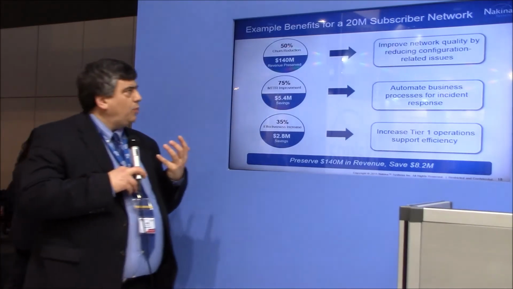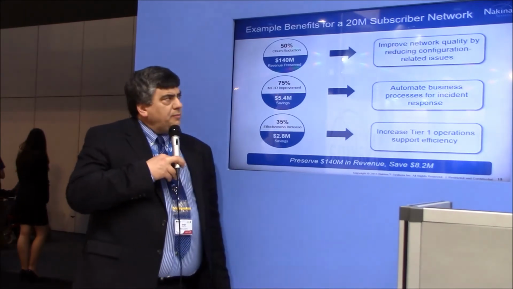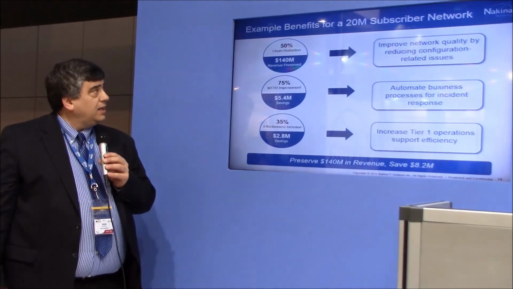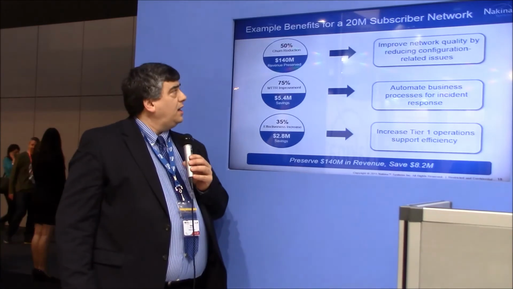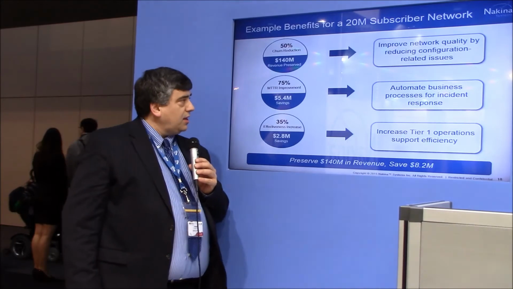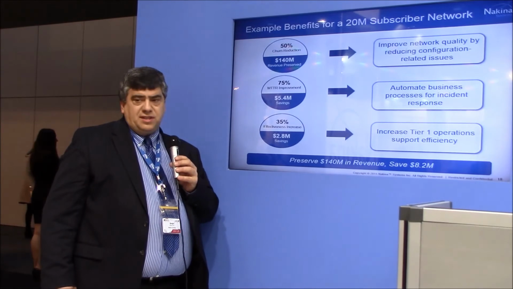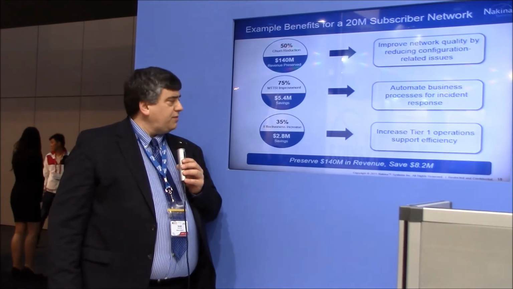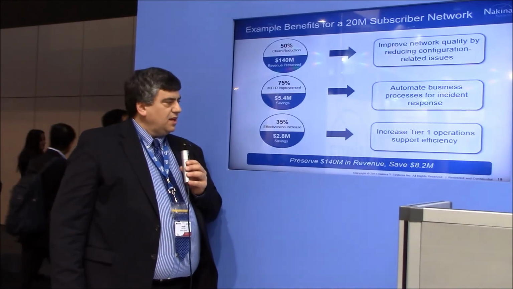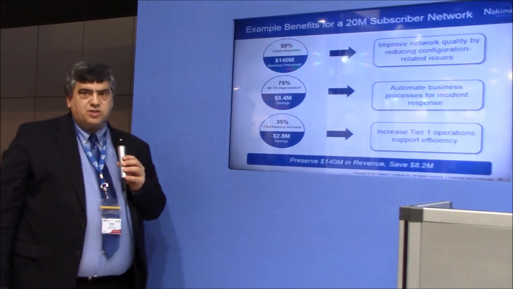So overall, for a mobile network, being able to reduce the number of configuration errors is key. If you were able to reduce the actual churn in the network by 50%, you could save $140 million. If you were able to have an MTTR of 75%, you could save another $5.4 million. And for tier 1s, it just means a lot of revenue saving just by dealing with your configuration errors much more efficiently.